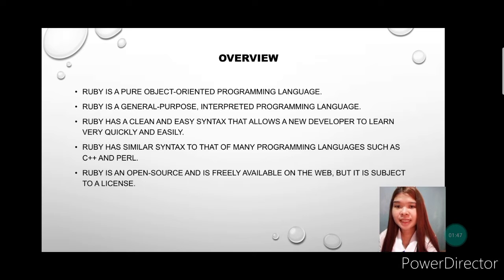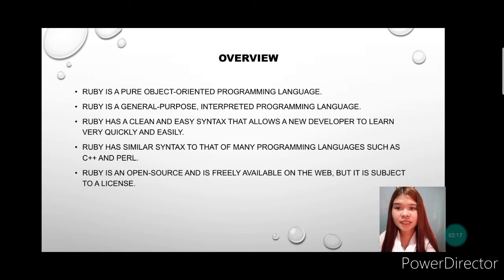Ruby has a clean and easy syntax that allows a new developer to learn very quickly and easily. So Ruby is quite easy to learn. Ruby has similar syntax to that of many programming languages such as C++ and Perl. So Ruby isn't that complicated, and you can become familiar with it because of the similarities to other languages when it comes to syntax.